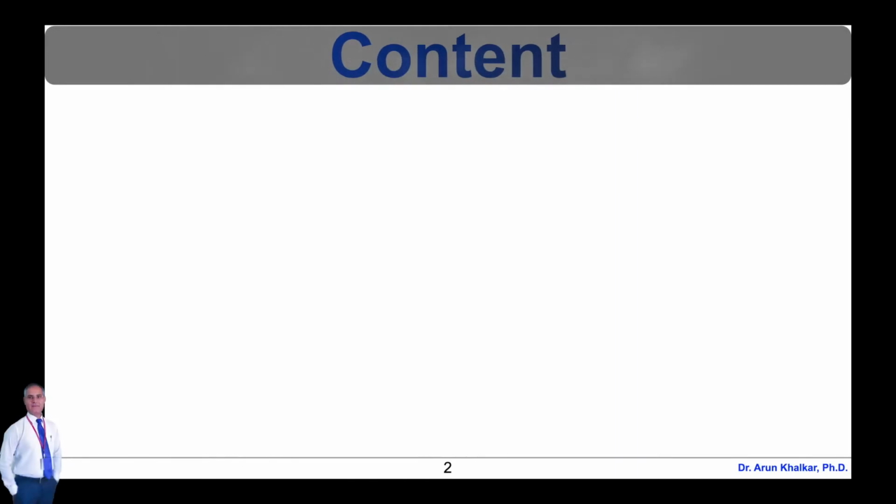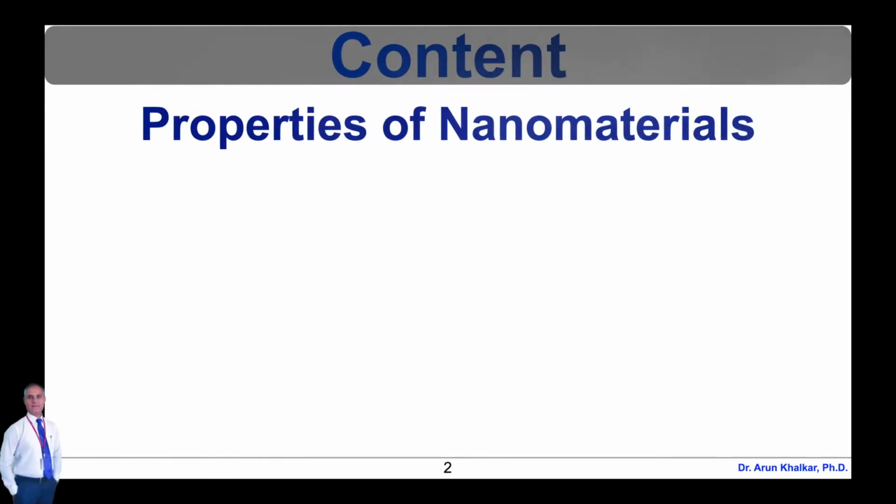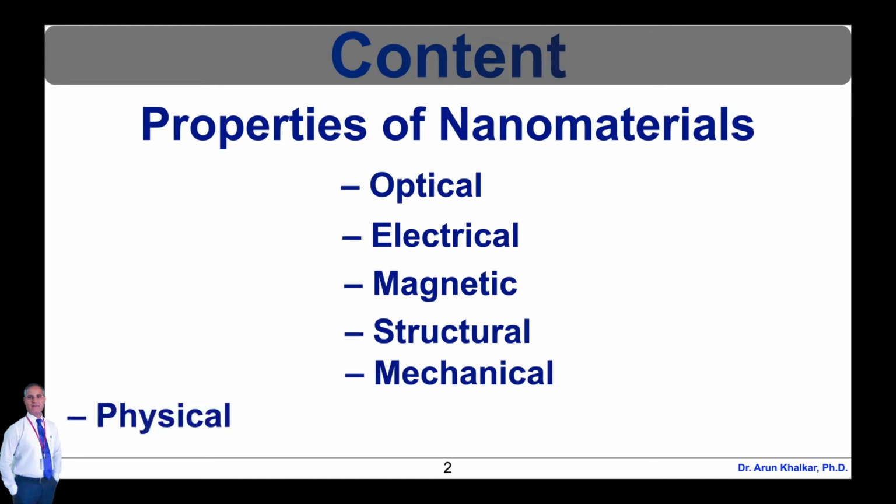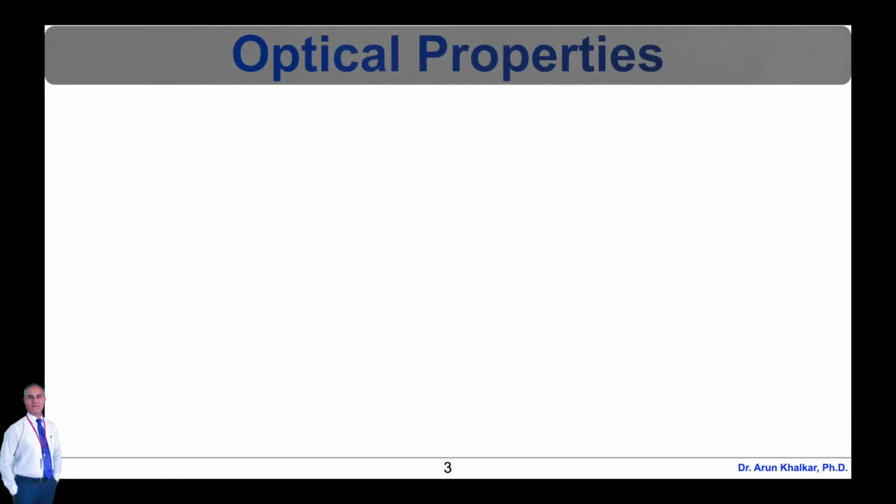In this lecture video, I will discuss the properties of nanomaterials, which include optical properties, electrical properties, magnetic properties, structural properties, mechanical properties, and finally physical properties. First of all, let's see optical properties of nanomaterials.